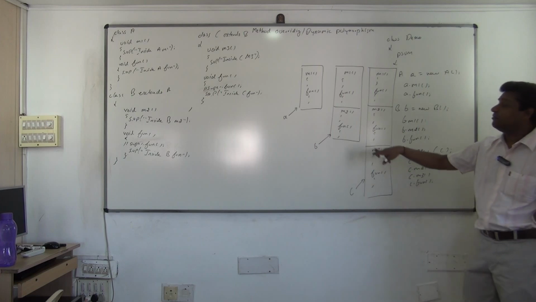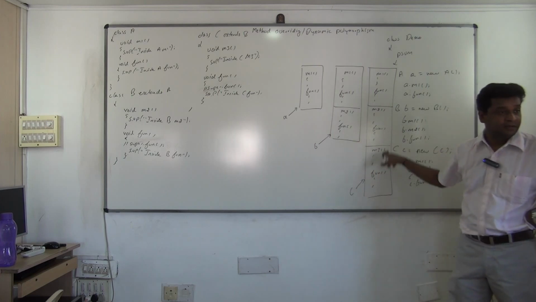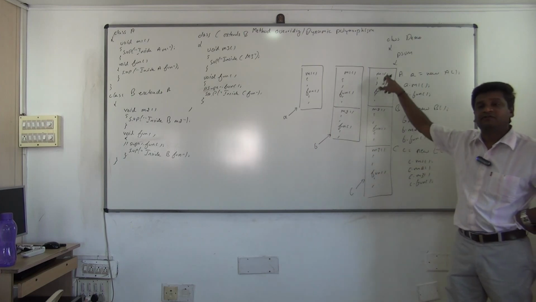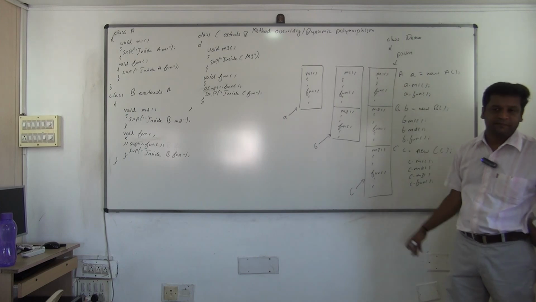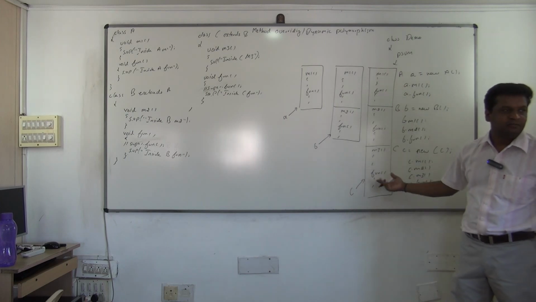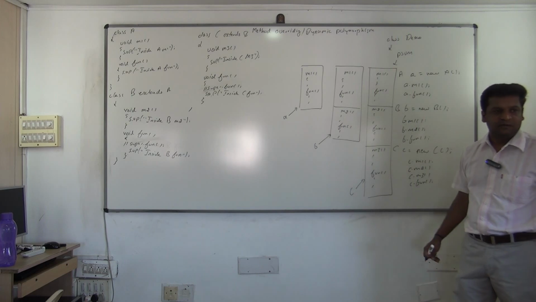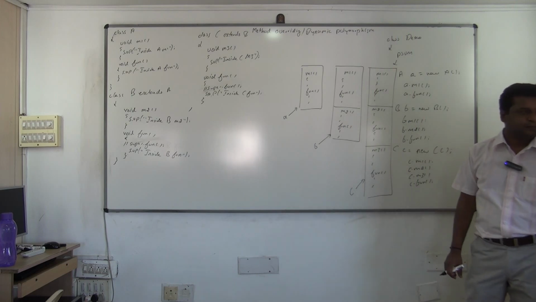If you are not overriding fun in C, which would have got executed? Fun of B. If you are not overriding here, it would have executed from A itself, like M1. If you are not overriding M1 in both the classes, definitely it will be given to superclass. Correct only, no? Logically. Understood?